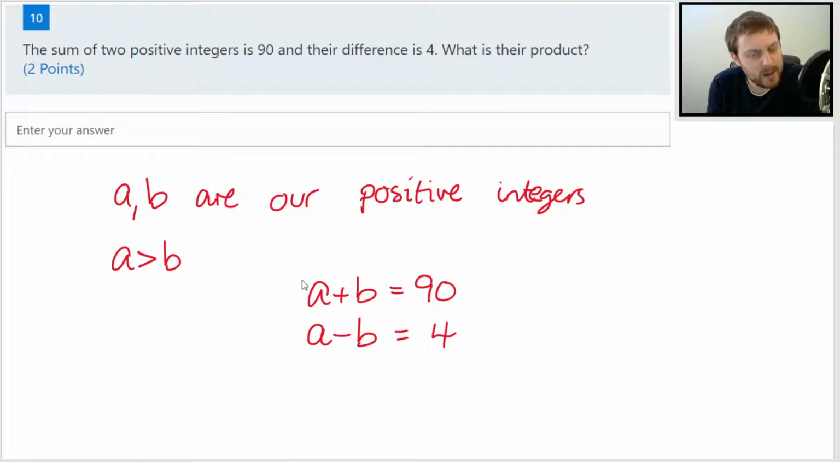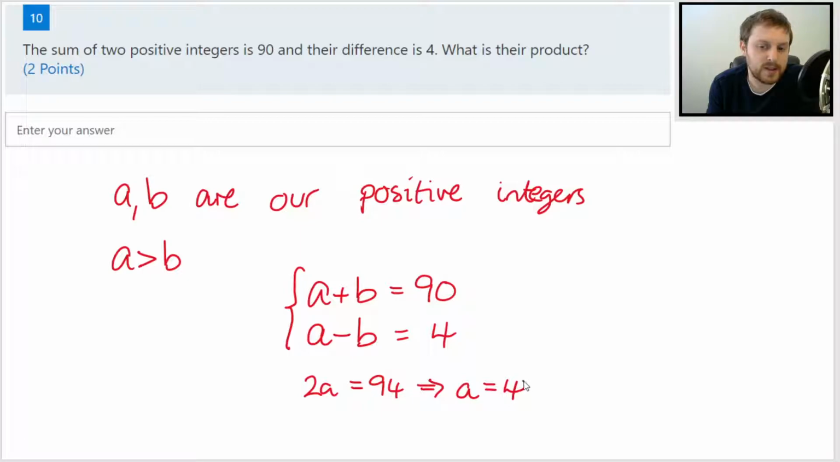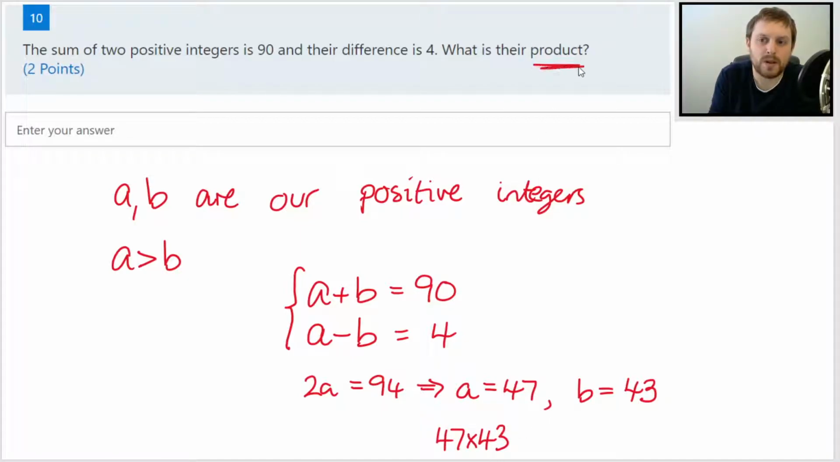So this is just a pair of simultaneous equations. When I add them together, I'll get 2A equals 94, which means that A is 47. And if A is 47, I would need to take away 43 to get 4, so B will be 43. And then it turns out that their product, 47 times 43, because remember it's asking what is their product, is 2021.